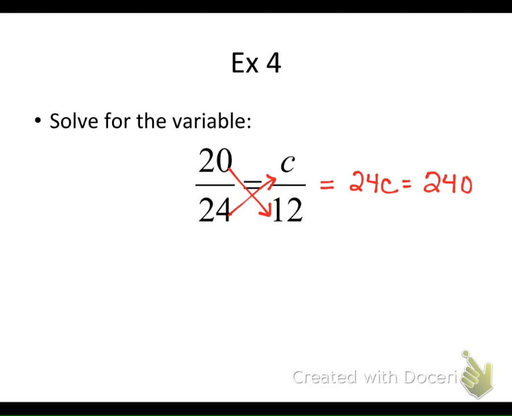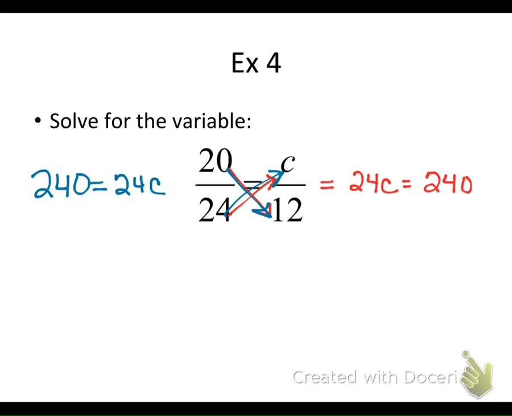Now, let's say that you did it the way I like to, where you started at the top to the bottom. It's okay. So let's say that you took 20 times 12 first and you got 240. Then you took 24 times C and you got 24C. You're going to end up with the same answer, except your variable and answer will be on opposite sides. You're going to follow the same steps. You're going to still get the C by itself. So let's go ahead and solve here.